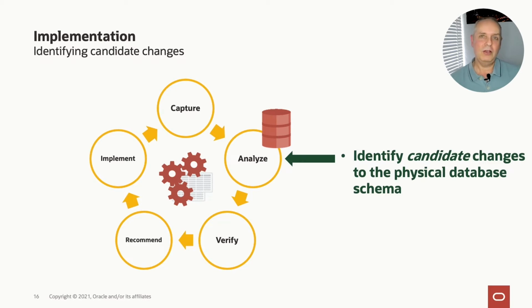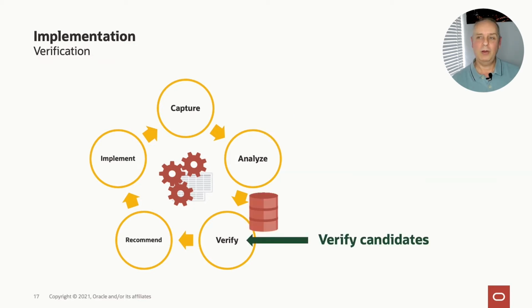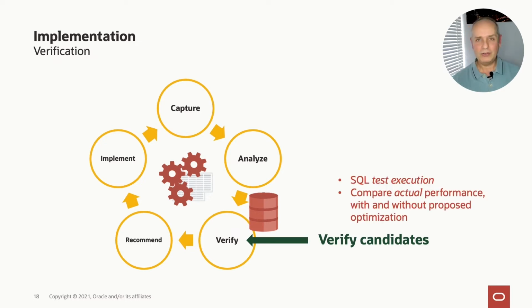So think of those as candidates. It basically thinks this change and this change, or this series of changes, are going to be a benefit. But of course, we don't know that for sure yet. So that's where the verification comes in. So what we need to do is verify that these proposed candidate changes are going to actually improve performance. How on earth do we do that?